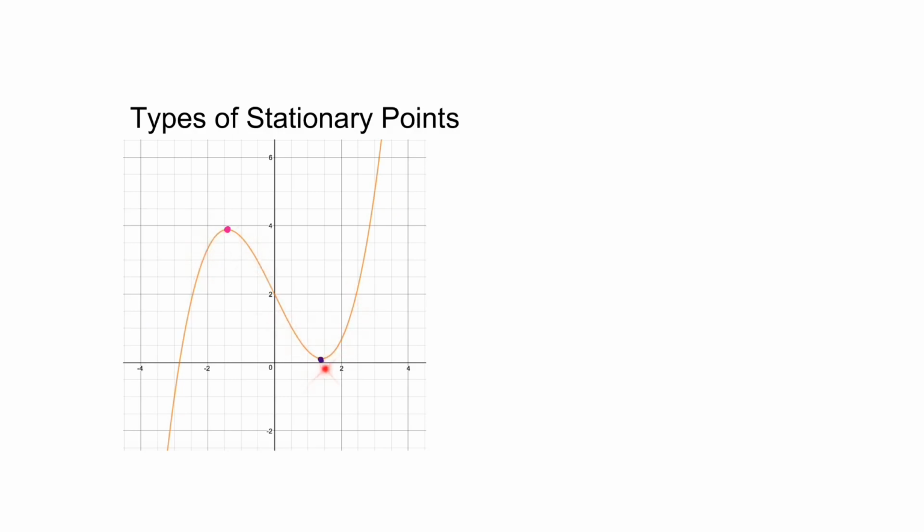Looking at this point down here, we can see on a graph that it is at a low point in it. What we would do is we'll call this a minimum stationary point. However, we can't always just look at a graph. So what we need to do is be able to determine the nature of a stationary point via maths.